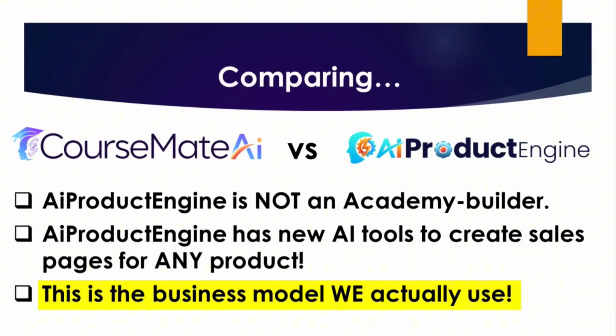In other words, this is the actual business model that we personally use for all of our product launches. For example, you're looking at a sales page right now. Okay, we're selling this on the JVZoo marketplace. With this new AI product engine, you can do the same thing. You can generate a high quality sales page for your product and then sell it using PayPal or JVZoo or Warrior Plus or any payment platform that you want to use.